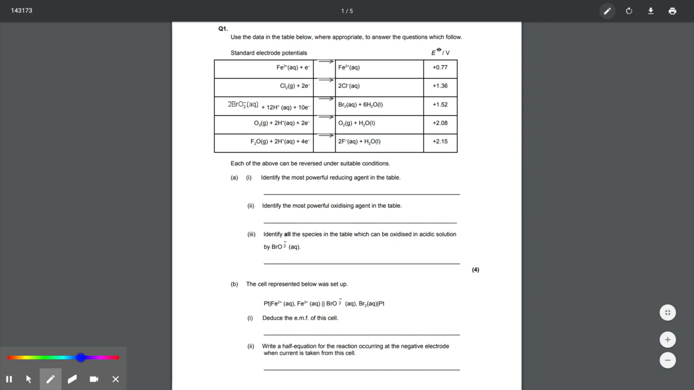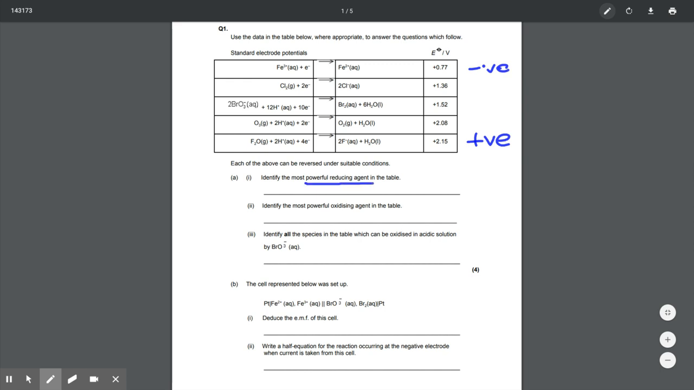Okay, so I'll take you through question one. We've got a table of electrode potentials. The most positive one is at the bottom of the table, the most negative one at the top. Even though it's not a negative number, it's the most negative electrode potential on the table. And the first question is asking us to identify the most powerful reducing agent.